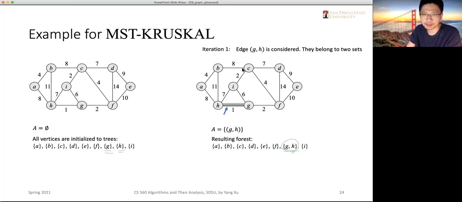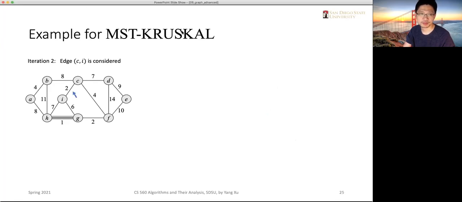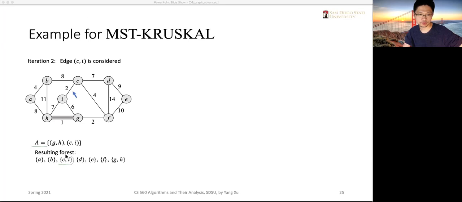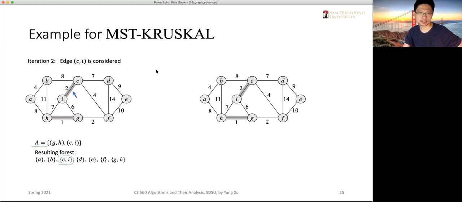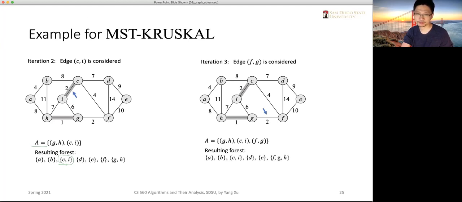And the next one that we're gonna examine is the next edge that has a little bit higher weight, right? It could be GA, GF, or IC because they all have weight two, right? So here we will use some randomness to select the next one to be examined, okay? So for example, we consider C and I, right? Since the two vertices I and C belong to different sets, different trees, the edge will be added to the subset A, and the two vertices will also be unioned together. And the next one will be F and G, because it has a very small weight too, okay? F to G will also be merged, right? And the resulting forest will get smaller and smaller, right?